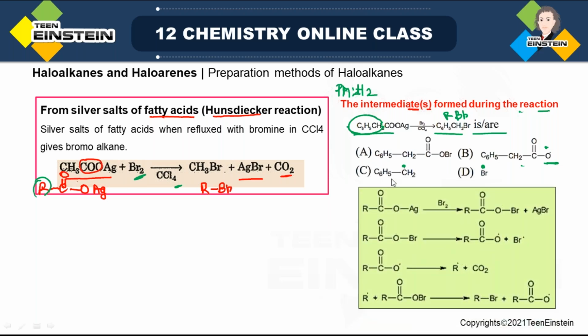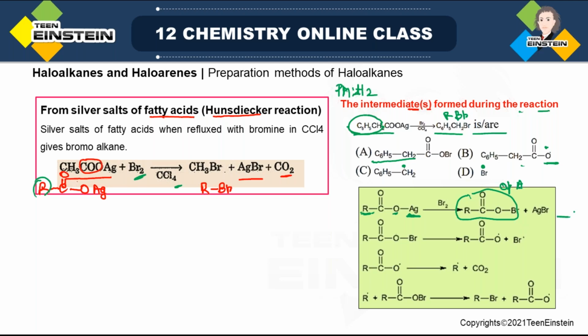So this is the mechanism, and here we have taken the general form, which is RCO2Ag. The first step is in presence of Br2. This Ag and Br will form AgBr, and another Br atom will attach to the oxygen atom. So we are getting RCO2Br. Now this intermediate, you can see, is actually option A, right? Because in option A you have RCO2Br. This is the R group, but in general it is RCO2Br. So option A is correct.